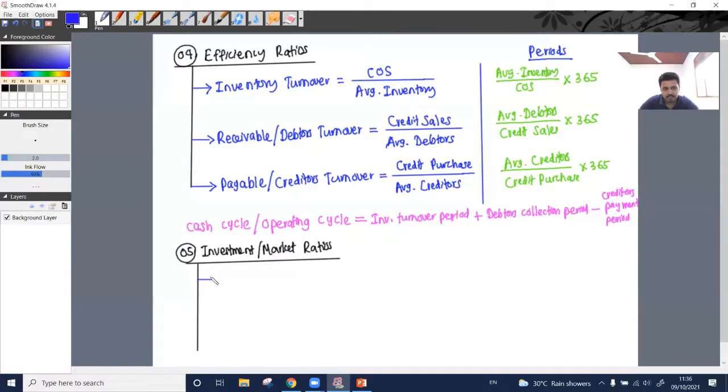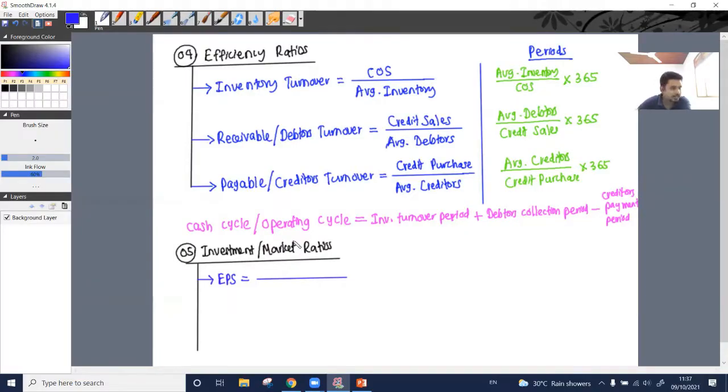Investment ratios, what is one of the key investment ratios? We have a separate accounting standard for this one as well. What is that? That is EPS, earnings per share. What is the accounting standard relevant for EPS? That is LKAS 33. So as per LKAS 33, how can we compute earnings per share?